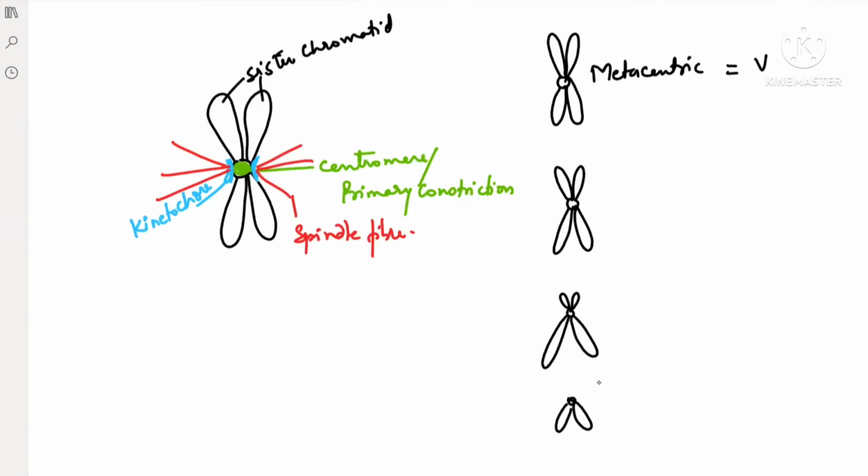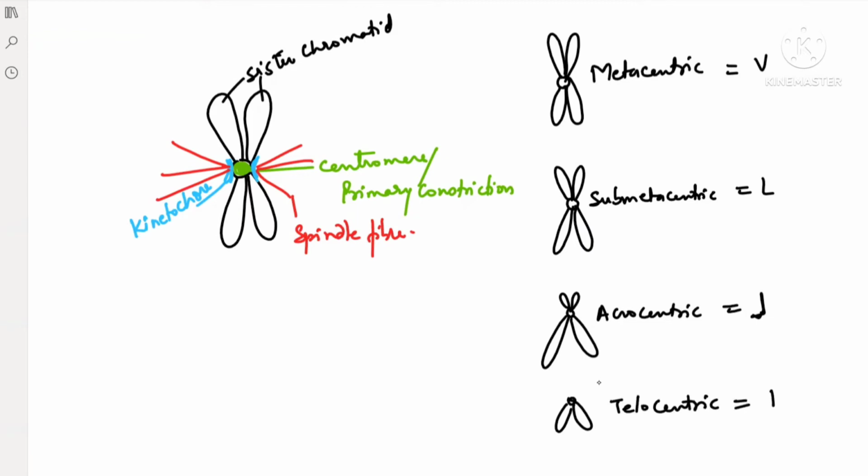Please note down, this is again a PMT question. It will appear V shaped during anaphase. This is submetacentric, which appears L shaped. This is acrocentric, which appears J shaped. This is telocentric, which appears I shaped. So V, L, J, I, depending upon meta, submeta, acro, or telo.